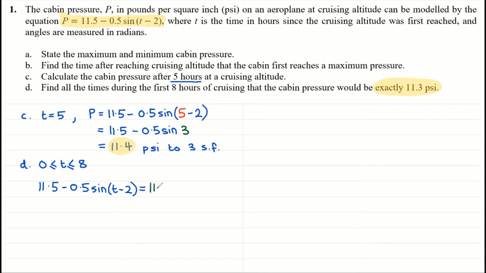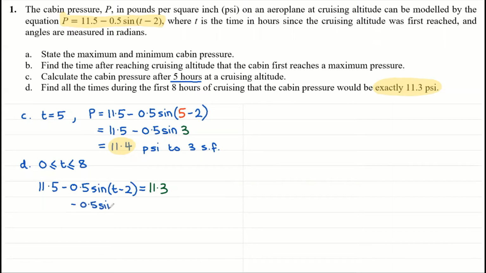11.3, which is given to us in the question. Okay, well, one thing we can do now is subtract the 11.5, the constant, from both sides. So let's do that as our second step. It's completely up to you how you do this. This just seems like a sensible second step.